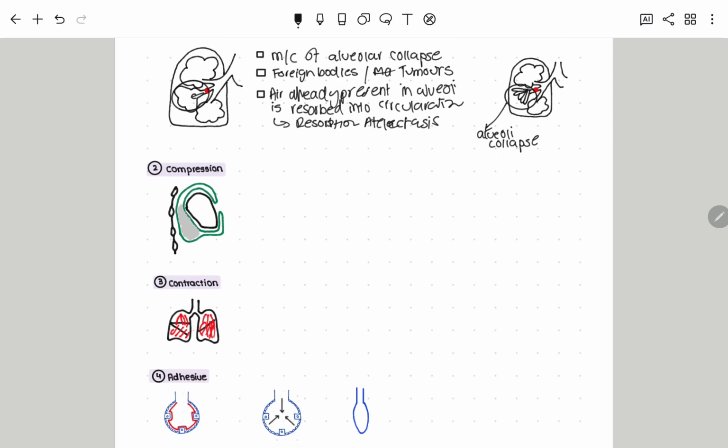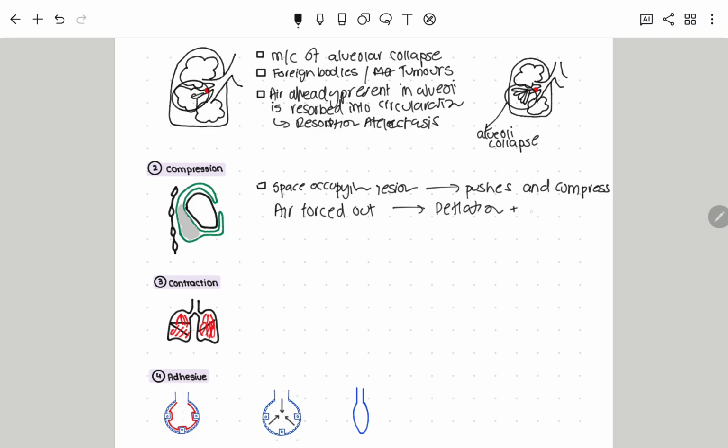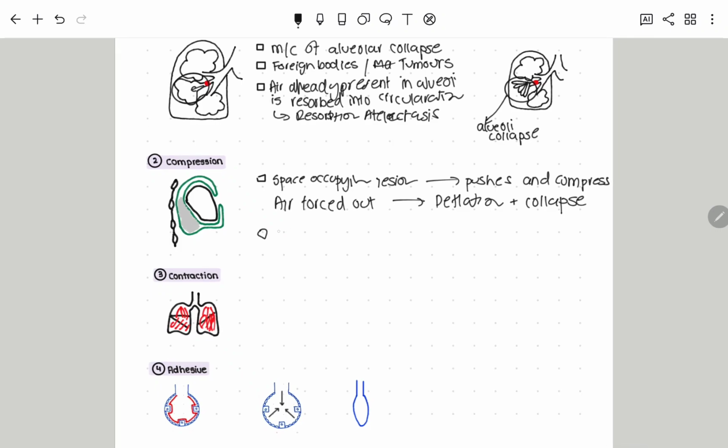The second pathology that results in atelectasis is compression. And this simply means that you have a space occupying lesion that pushes onto and compresses the lungs, leading to air being forced out or expelled out from the alveoli, which leads to their deflation and then their collapse. As far as the causes of compression go, you can have excess fluid building up in the pleural cavity.